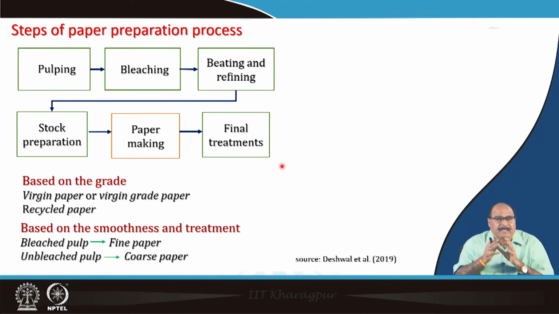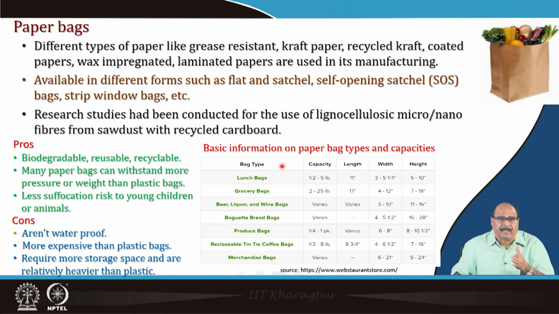So, based on the grade, these papers which are made may be virgin grade paper or recycled paper. Or even based on the smoothness or treatment, it can be classified as bleached paper, which is considered a fine paper, or unbleached paper, like coarse paper. So, the papers thus formed can be graded into different categories.